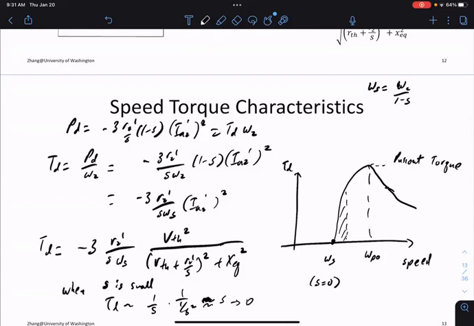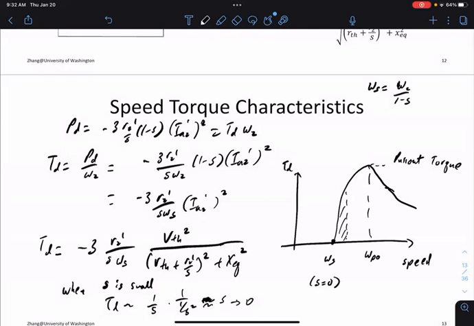So this is the speed torque characteristics. Again, the equation for torque looks complicated, but it comes from combining more basic equations together. So it will be interesting to compute what the maximum torque is that you can get. That will also give us an idea of what your maximum slip is, how large your slip can be. So let's look at that.